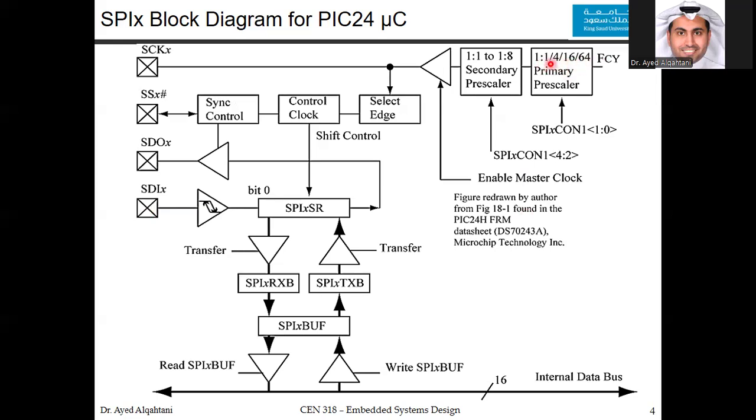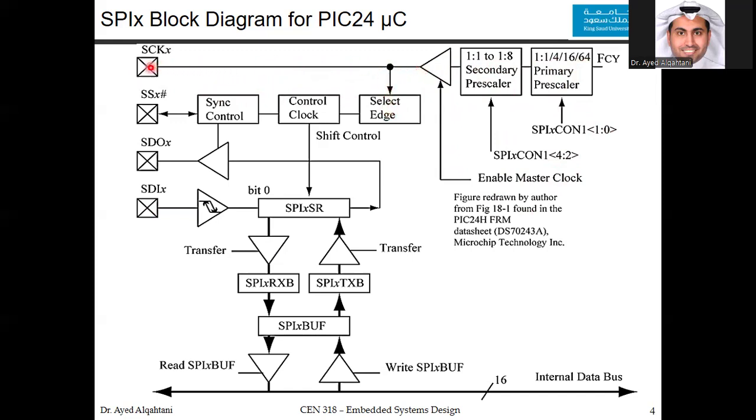Since we have 4 options in the primary, we need 2 bits. Since we have 8 in the secondary, we have 3 bits to select each one of them. And then we have a buffer that has the enable master clock to control it. And then you can send the clock.